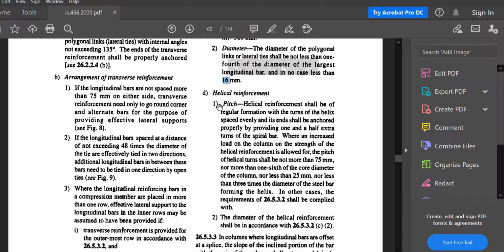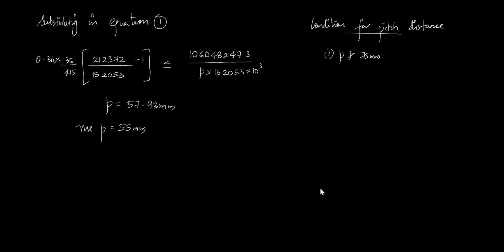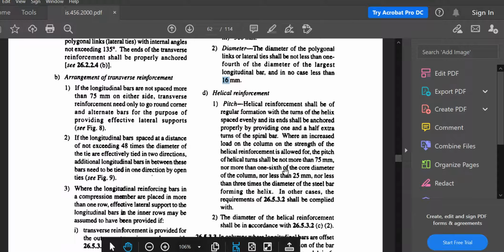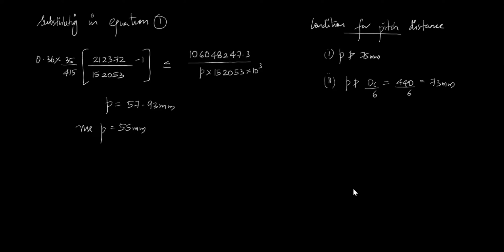So here I can write the helical reinforcement, the pitch, it should not be greater than 75 mm, which is fine. Ours is 55 mm, so that is okay. It should not be greater than Dc by 6. You can see here, it should not be greater than 1/6 of the core diameter of the column. So that is also fine. Ours is 55 mm, so it's not greater than 73 mm.